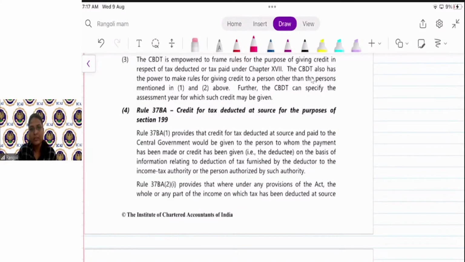For that, to whom is the credit available? To the person whose TDS is deducted. The person whose TDS is deducted, the credit is available to that person, right? So Rule 37BA(1) provides that credit for tax deducted at source and paid to the central government would be given to the person to whom the payment has been made or credit has been given, that is the deductee or payee, on the basis of information.